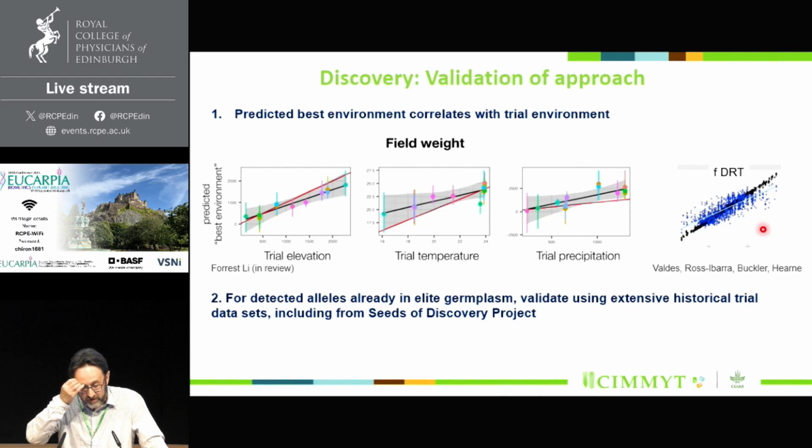And just some examples here: this is a drought example, and these are elevation, temperature, and another precipitation example. This is a good validation in that we can predict future trials based on the information we used in the environmental GWAS.